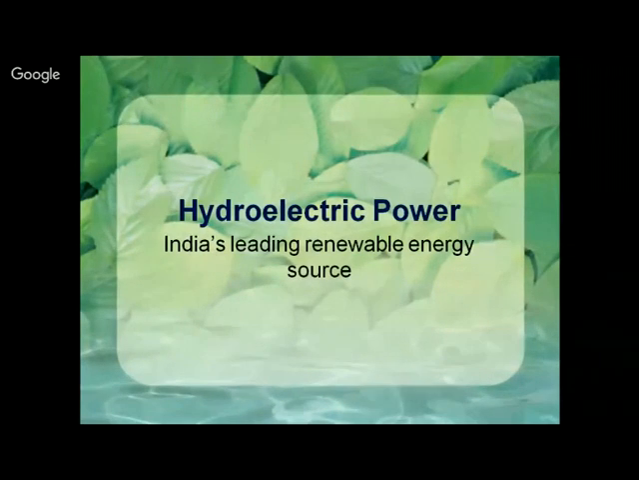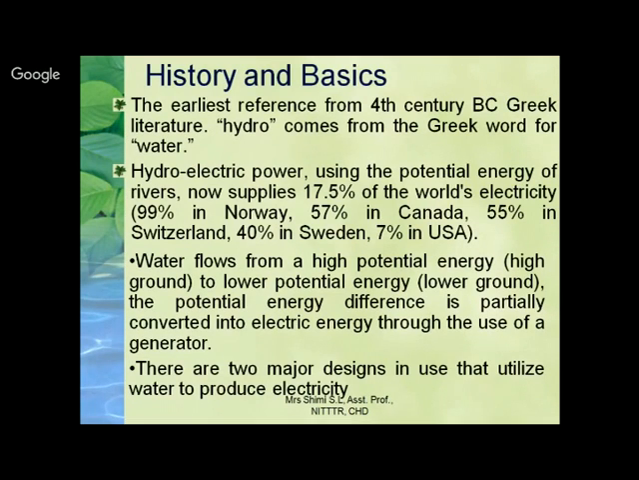Next is hydroelectric power. India's leading renewable energy source, hydropower, is being used as the base load of India. So we are going to see hydroelectric power. The earliest reference is from the 4th century BC, Greek. It started then, and it's a Greek word. Hydro means water in Greek. Now, hydroelectric power uses the potential energy of rivers, and 17.5% of the world's electricity is obtained from this.